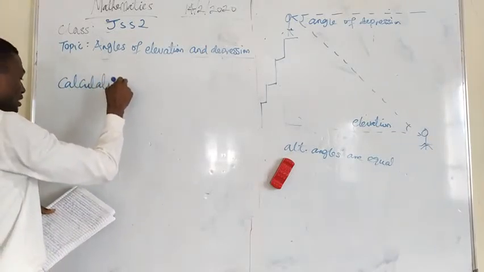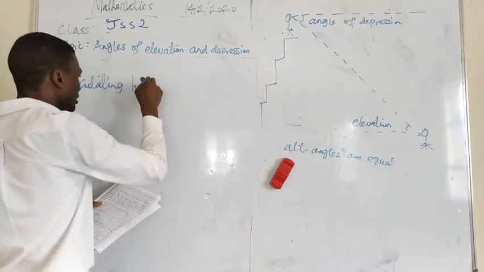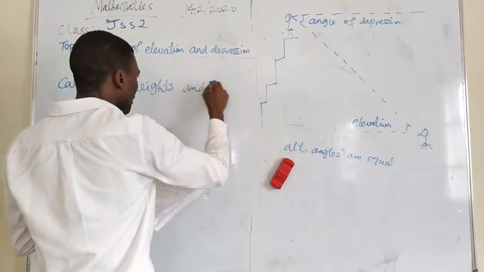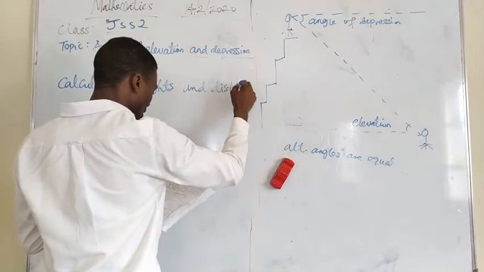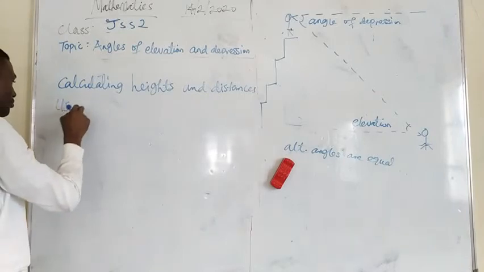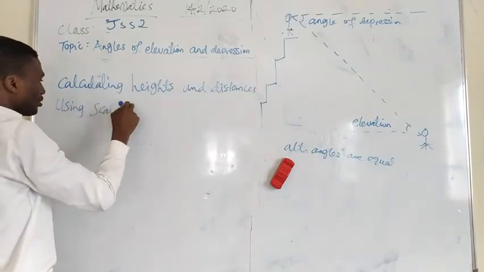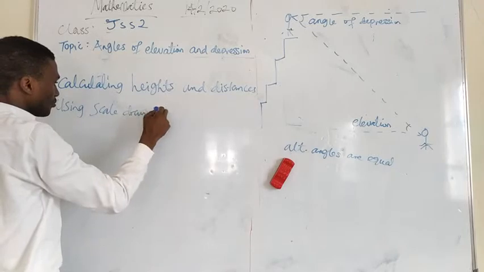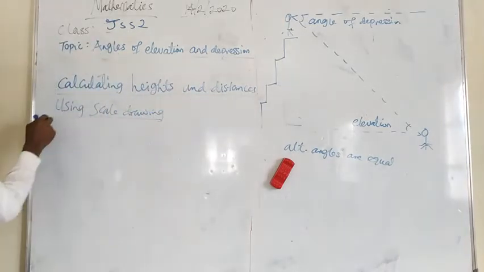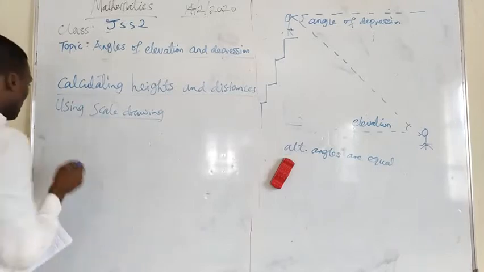Now let us look at calculating heights and distances using scale drawing. Calculating heights and distances using scale drawing. We have an example.